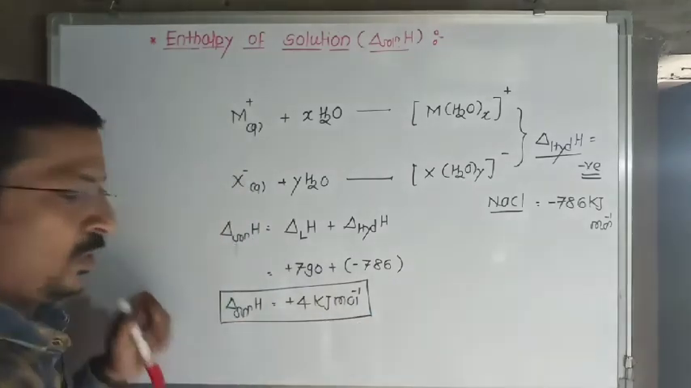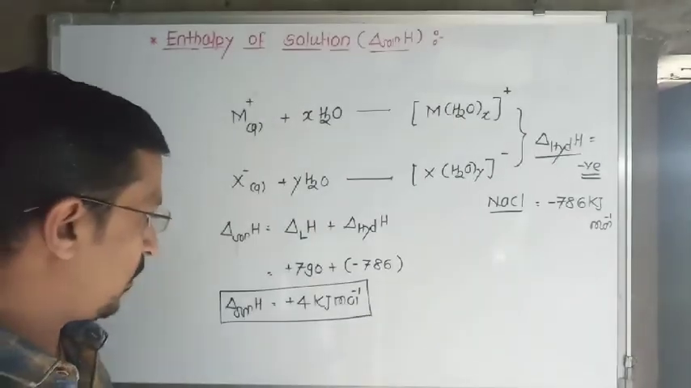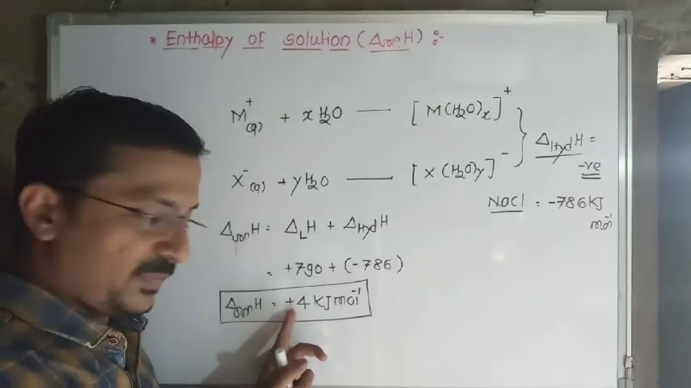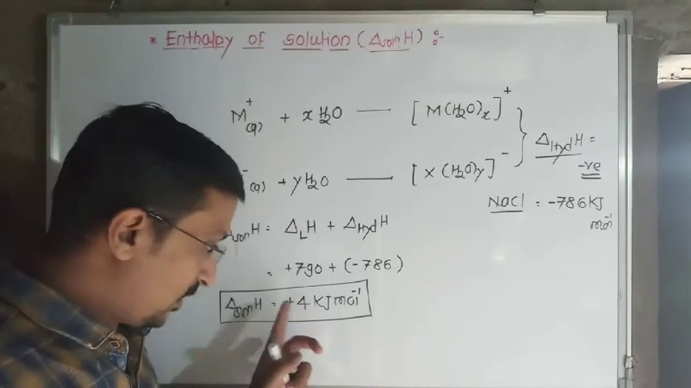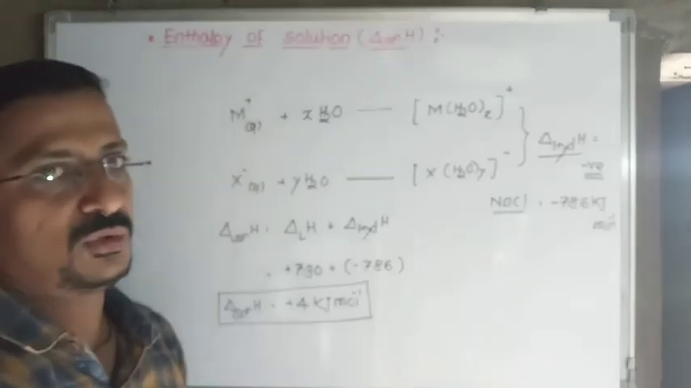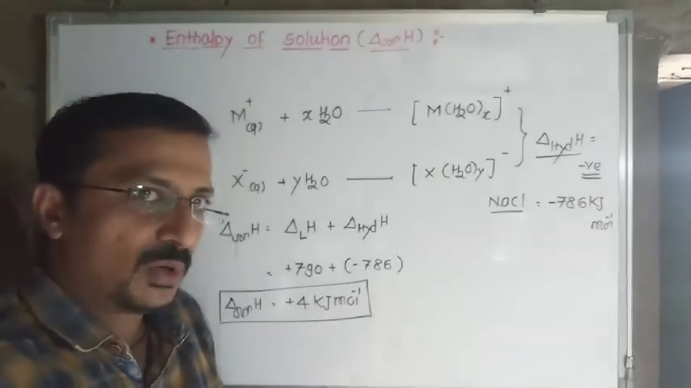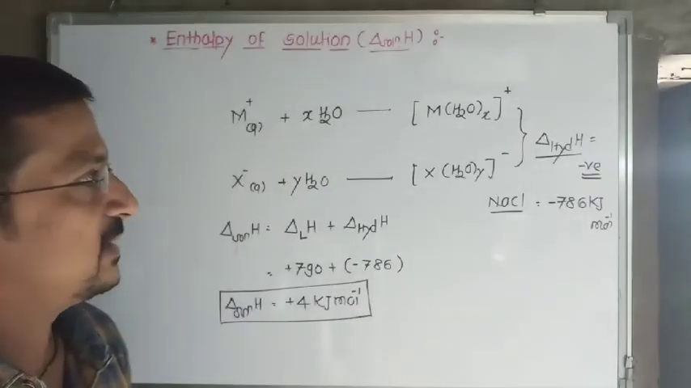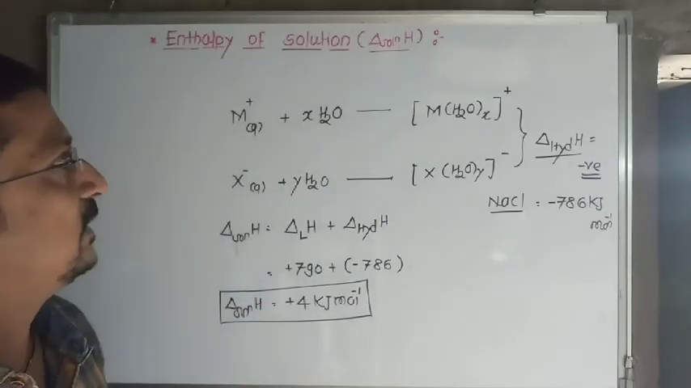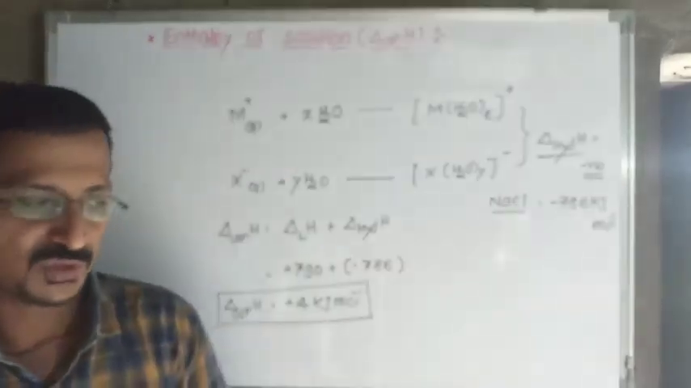Means when 1 mole of NaCl is dissolved in water, how much energy is required for the dissolution process? 4 kilojoule is the required energy. This much energy is required for the dissolution of 1 mole of NaCl in water. So this is overall about the enthalpy of solutions. Hope you understand all these things. Okay. Good day.